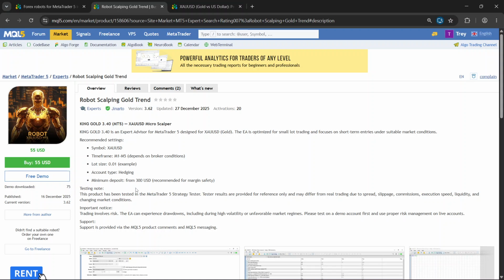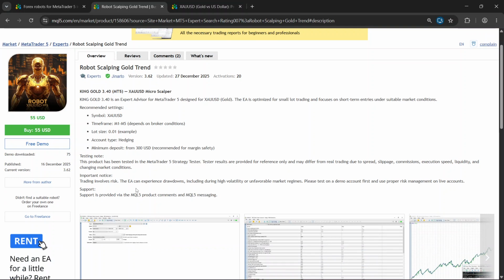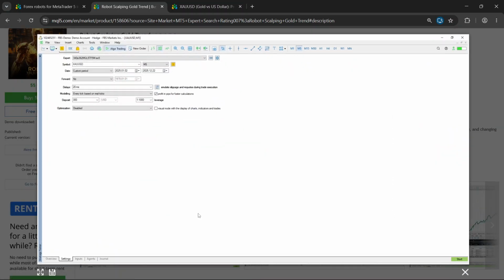Support is handled through the MQL5 comment and messaging system. That's pretty much the core of what they claim. No long list of complicated strategies, no big promises about win rates or profit factors. Just a micro scalper for gold on a lower time frame that looks for short-term opportunities when conditions are right.